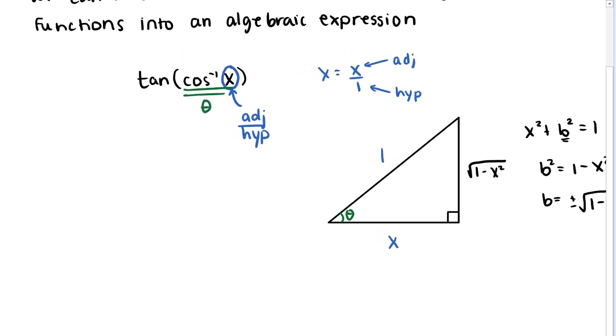And so if cosine inverse of x is going to give me this angle theta, then tangent of that result, tangent of theta, would be, well, the opposite side divided by the adjacent side. So here, really at the end of the day, tangent of cosine inverse of x, well, that's equal to the square root of 1 minus x squared over x.